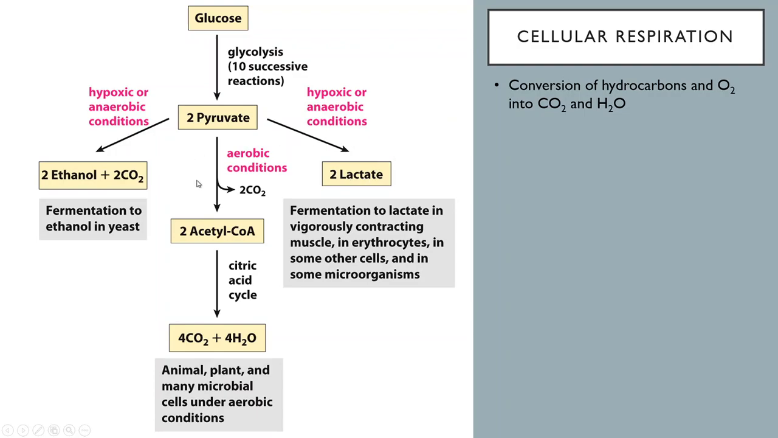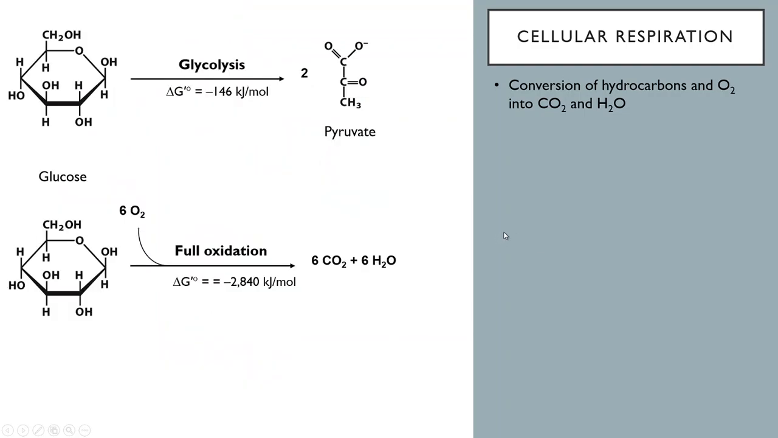But in the presence of oxygen, or in aerobic conditions, the pyruvate gets converted: one carbon gets removed as CO2, and it gets converted into acetyl-CoA. And then acetyl-CoA enters this process called the citric acid cycle, where it gets broken down the rest of the way. Basically, the rest of the energy available is extracted and converted into ATP or electron carriers, and then the carbons are converted to CO2 and water.